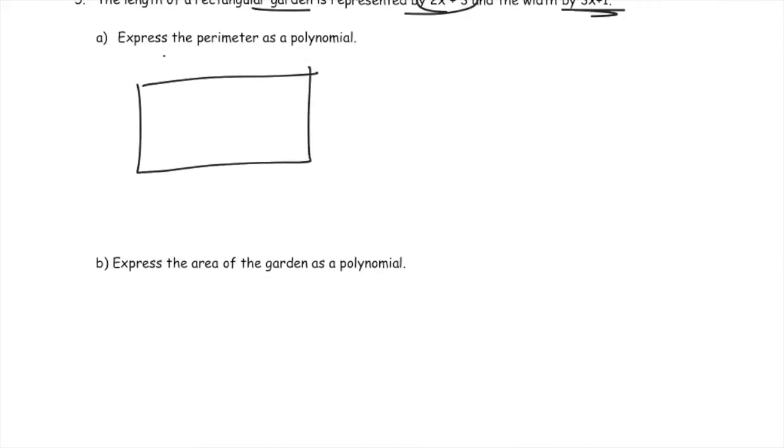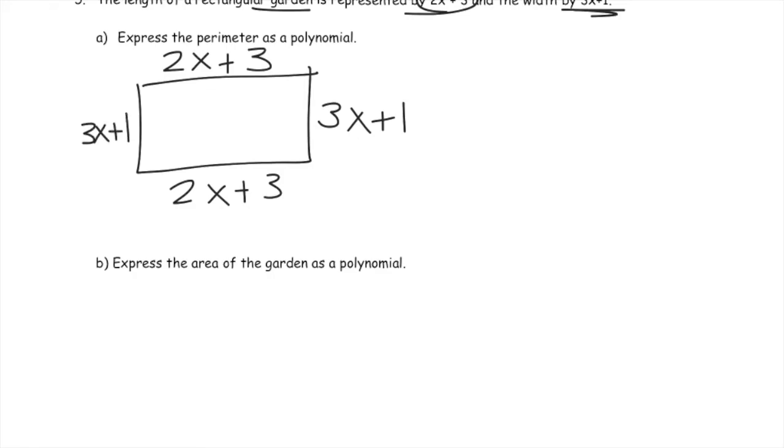And finally, number 5, the length of a rectangular garden is represented by 2x plus 3 and 3x plus 1. Express the perimeter as a polynomial. So we have a rectangle. The length is 2x plus 3. The width is 3x plus 1. So you have to understand the opposite sides of a rectangle are equal to each other. The perimeter means add all sides.